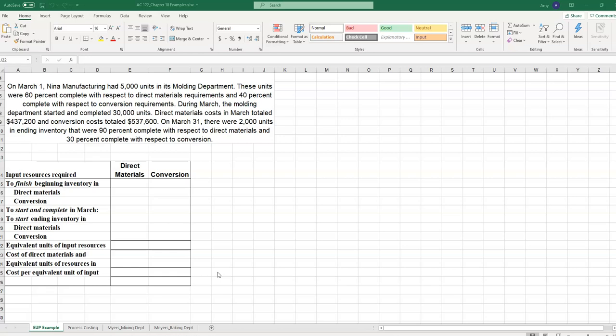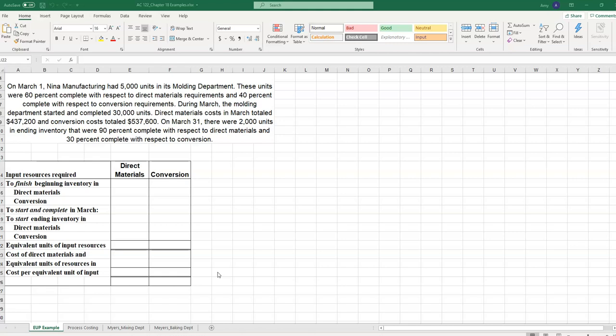So we have this information about Neenah Manufacturing. We know that they had 5,000 units work in process on the first day of the month. Additionally, they started and completed 30,000 units during the month, and they had 2,000 units in ending inventory that were 90% complete in direct materials and 30% complete in conversion.